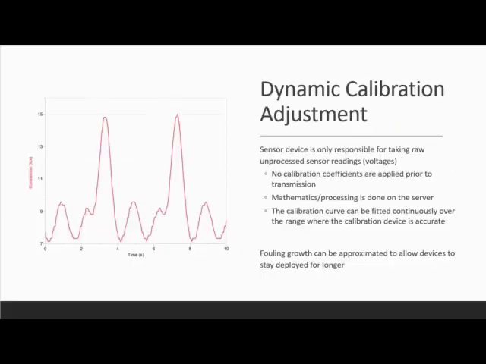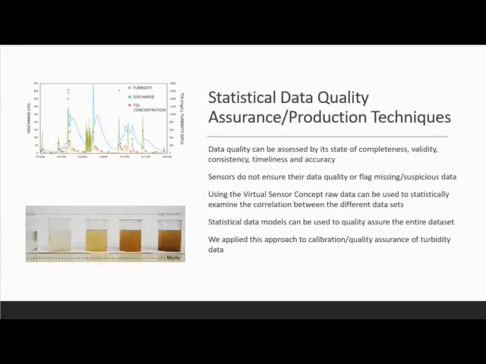The virtual sensor concept allows us to undertake dynamic calibration adjustment. If failing growth can be approximated, this will allow devices to stay deployed for longer. Via the virtual sensor concept, raw data can be used to statistically examine the correlation between different data sets. Statistical data models can be used to quality assure the entire data set. We applied this approach to calibration and quality assurance of turbidity data.